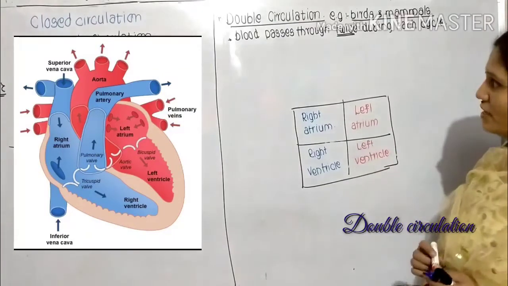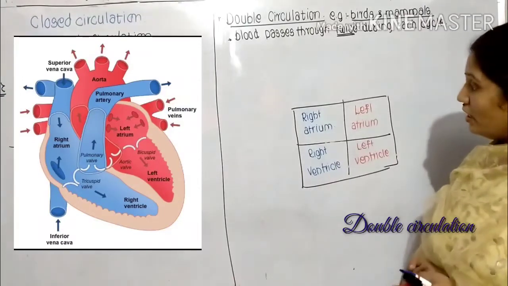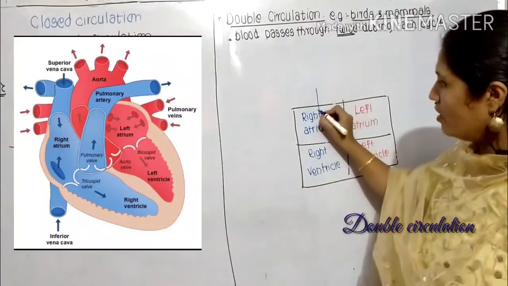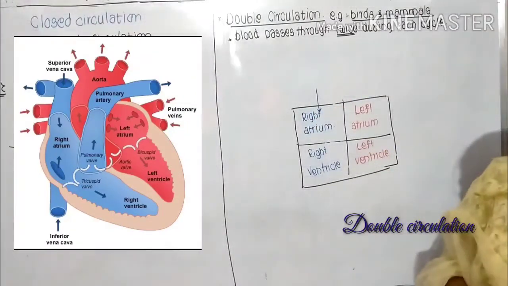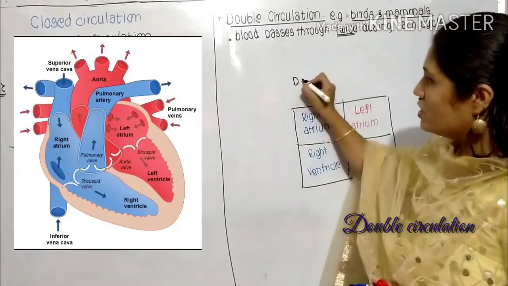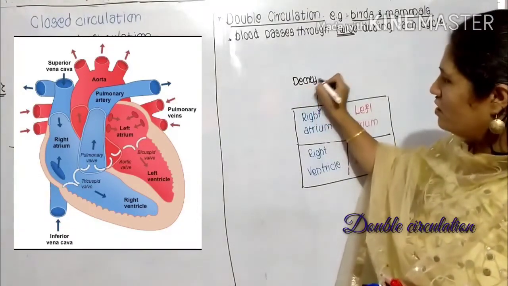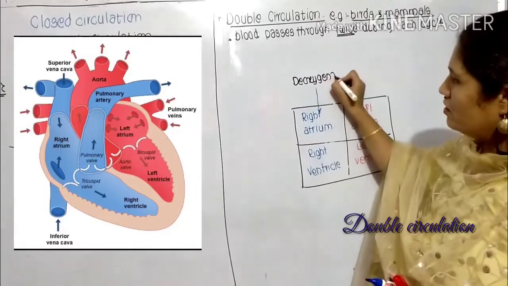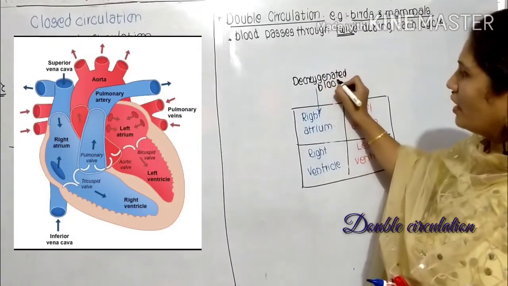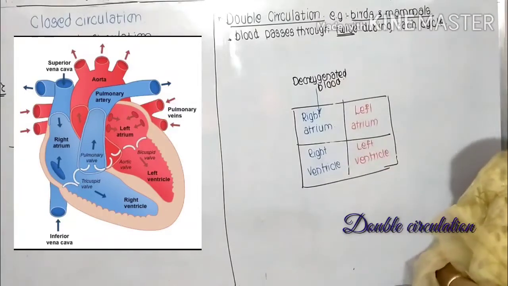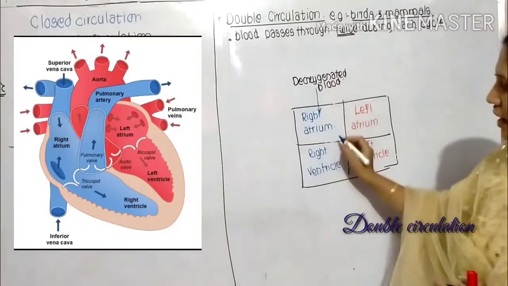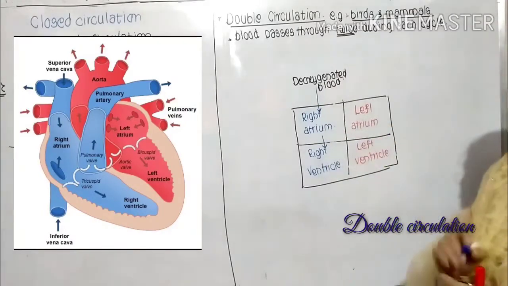Now in short we'll see about this double circulation. In this double circulation, deoxygenated blood enters into the right atrium. Okay, which type of blood I said? That is deoxygenated blood, which contains carbon dioxide in a large amount. See, purposely I have shown this in blue color. So from that right atrium it enters into the right ventricle.